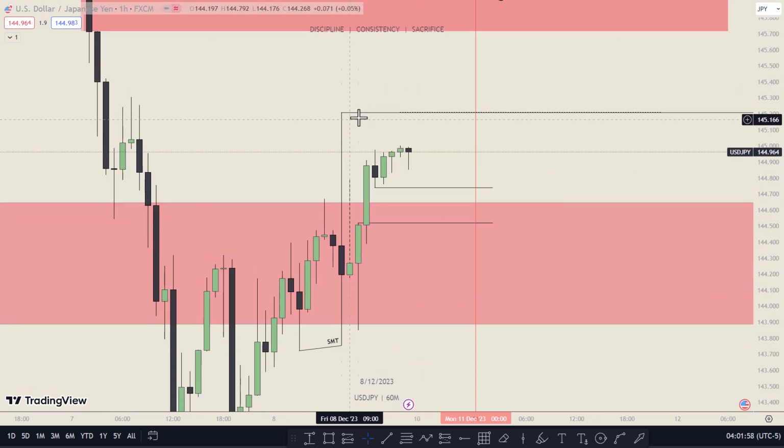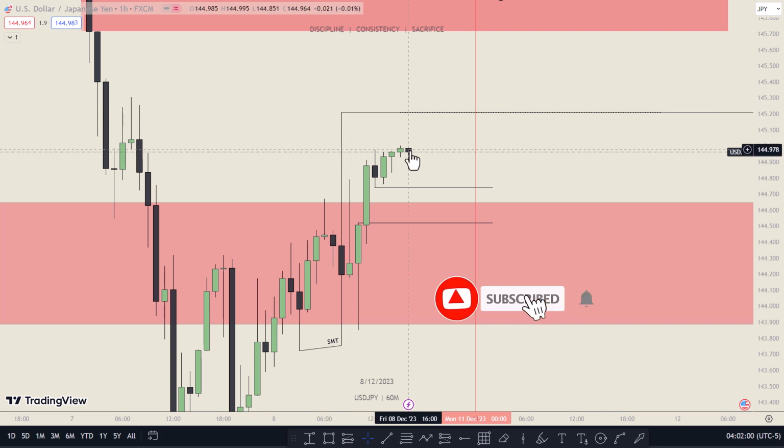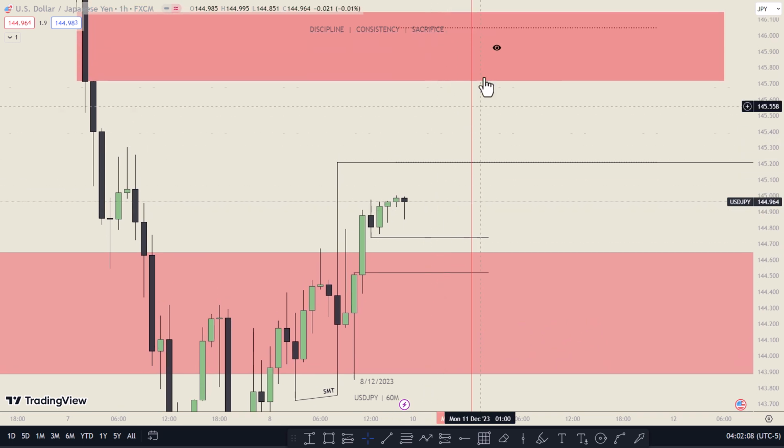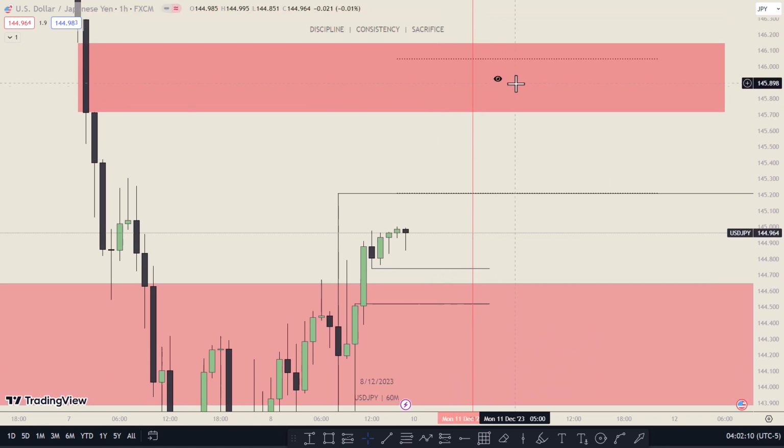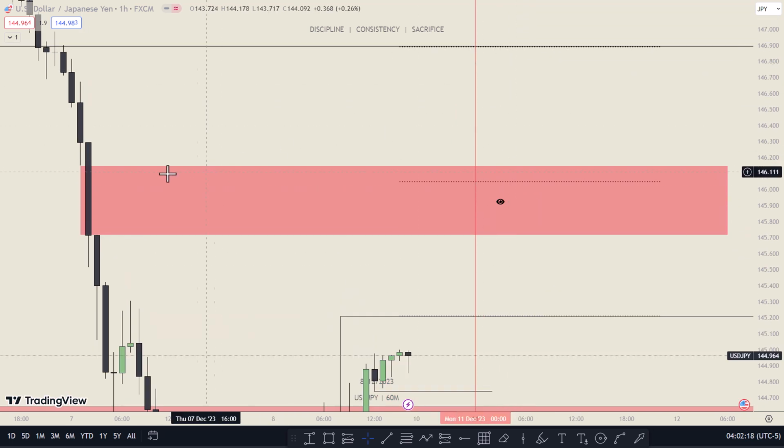We still didn't take this external liquidity, so I'm expecting maybe a move to this fair value gap, right? And then shoot to the upside to this fair value gap right here. And as you can see, this hourly fair value gap is consistent and aligned with the consequent encroachment of that daily fair value gap, right?